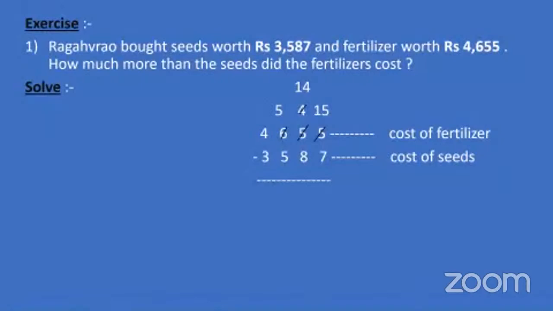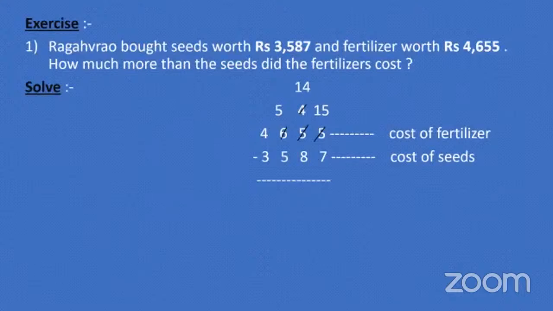4,655. Very good. Cost of fertilizer is 4,655. That is the bigger number. And cost of seed, what is the cost of seed? 3,587. Very good. Yes, that is the cost of seed. That is the smaller number. So now we have arranged that. Now we'll minus that number.